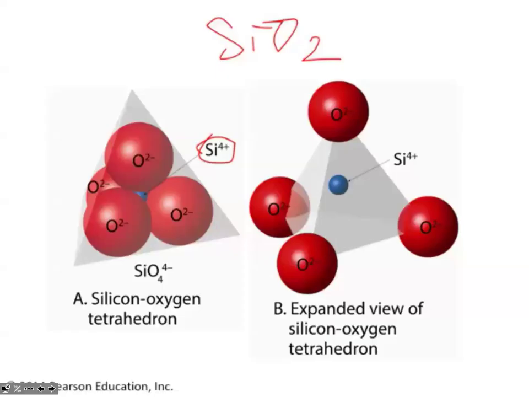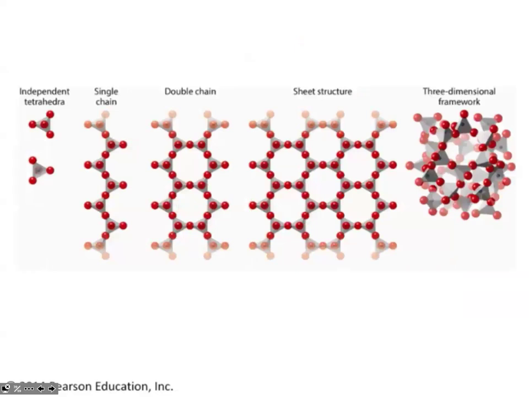A more expanded view is shown over here on the right, where you can see the silicon atom in the middle, and then it's bonded to these neighboring oxygen atoms, 4 of them in every direction. Those 4 atoms end up defining a 4-sided face around that central silicon atom, and so it basically is like a little pyramid or a 4-sided figure, a tetrahedron. The plural of tetrahedron is tetrahedra, and those tetrahedra can be linked to one another in various ways. So some of those ways are illustrated here.